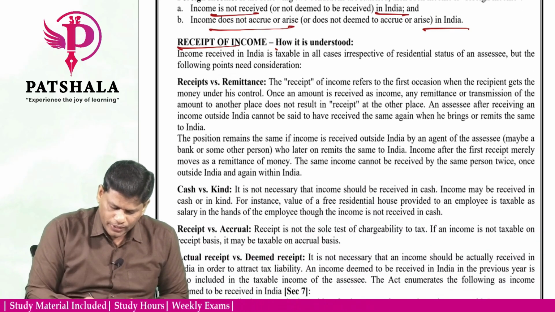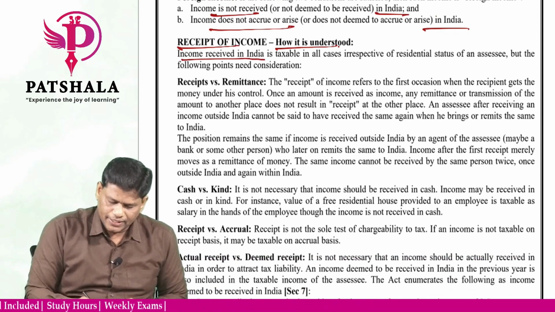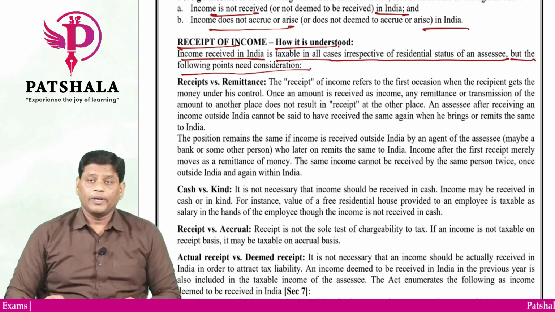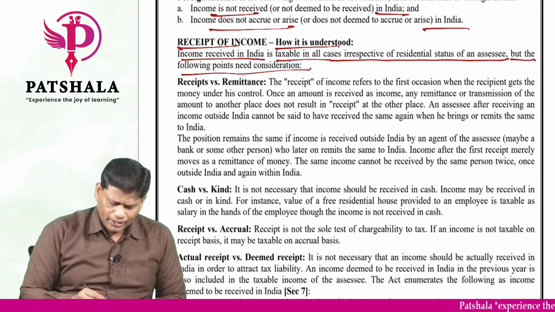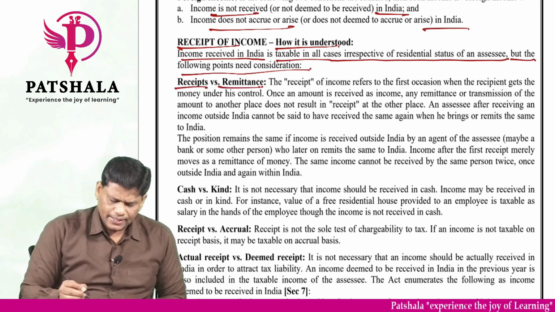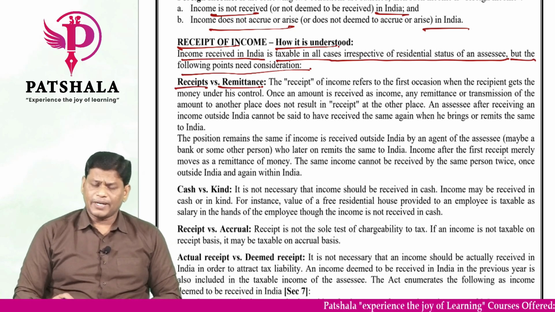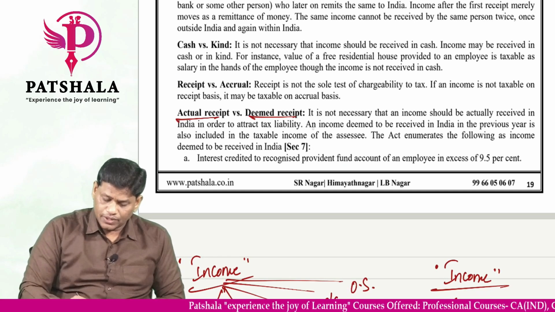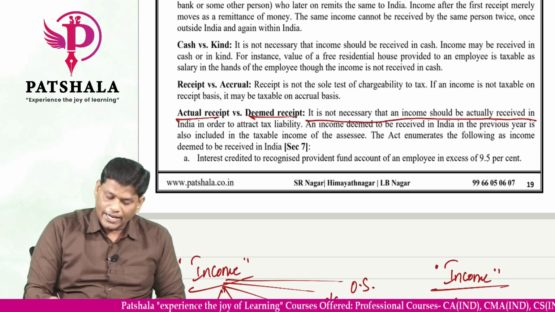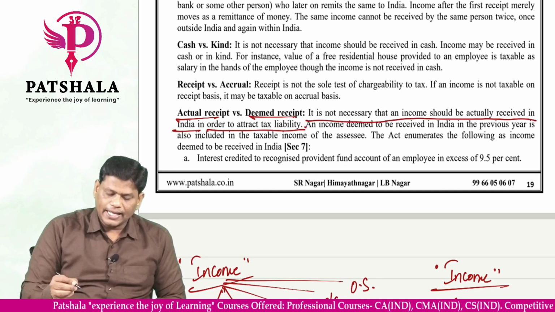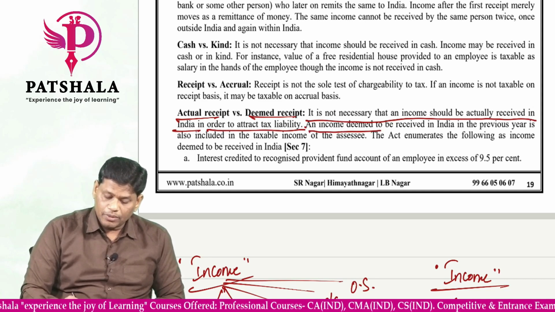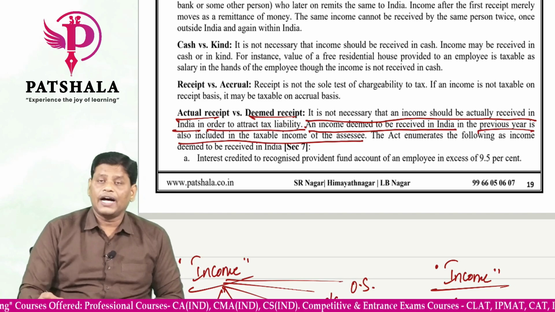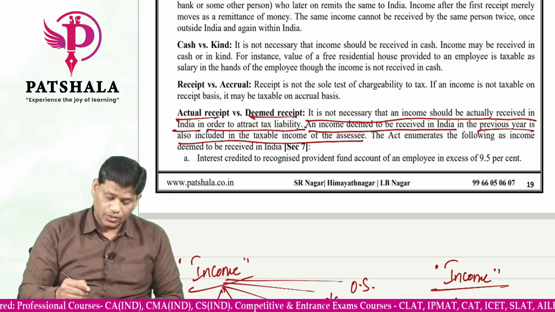Receipt of income, how is it understood? Income received in India is taxable in all cases irrespective of residential status, but the following points need to be considered. I will come back to receipt versus remittance later. Then actual receipt versus deemed receipt. It is not necessary that income should be actually received in India in order to attract the tax liability. Any income deemed to be received in India during the previous year is also included in the taxable income of the assessee. What are these deeming provisions?